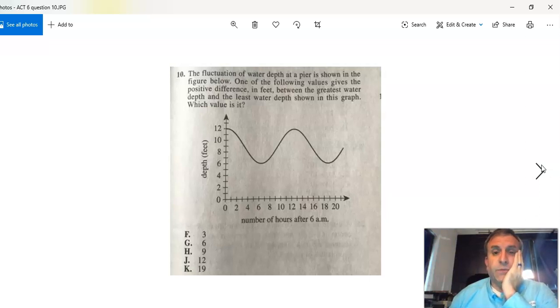This is a chart showing water depth on a pier. Which of the following values gives the positive difference in feet between the greatest water depth and the least water depth shown in the graph? So all this is reading a graph. The highest is 12, the lowest is 6, and they're looking for the difference.